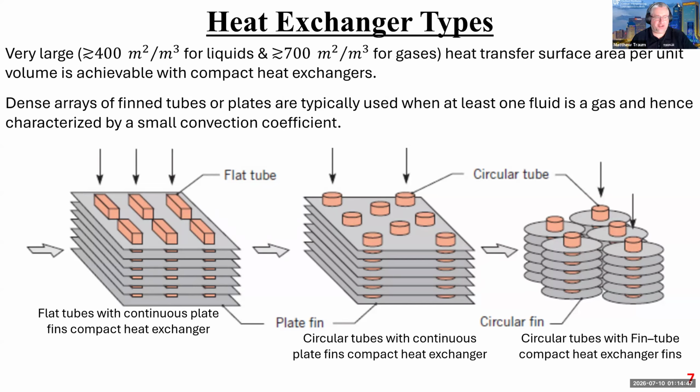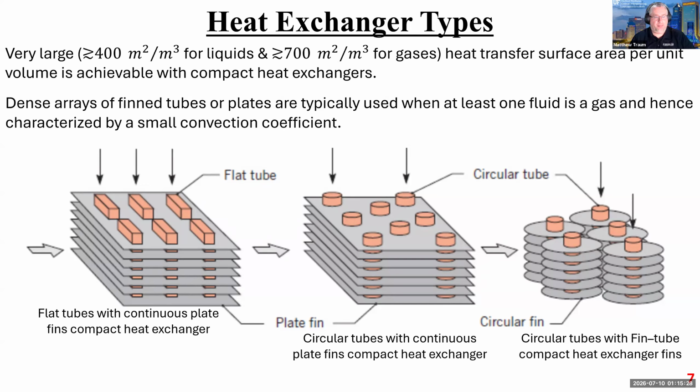So the benefit of a compact heat exchanger is that they have very large heat transfer surface area per unit volume. It seems like a really weird unit to use, but we're looking at something like 400 meters squared per cubic meter for liquids, and about 700 meters squared per cubic meter for gases, established through using these plates as fins. But why is this unit weird? It's weird because it's an area divided by a volume, right? And your natural instinct is just to cancel out the meters and report this as one over length.